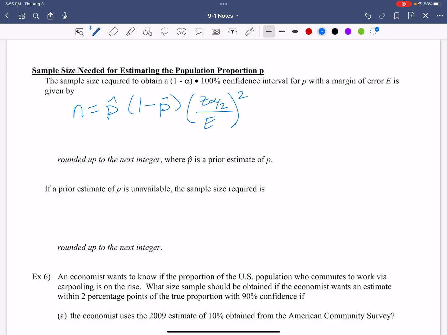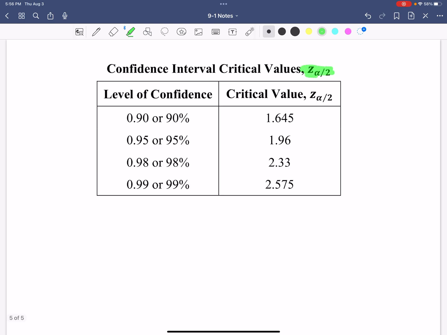Now here's the key to this. You always round up to the next integer. It doesn't matter if it mathematically rounds or not. You always round up to the next integer. So for instance, if this was like 248.1, no problem. That's 249. No matter what, you round up. So I want to make sure you make that point. And this Z alpha divided by 2 part right here, that is a critical value. And you're going to be given this critical value chart of Z alpha divided by 2.